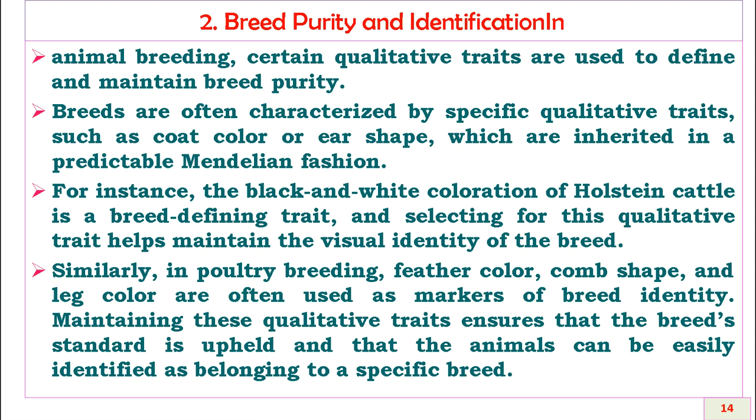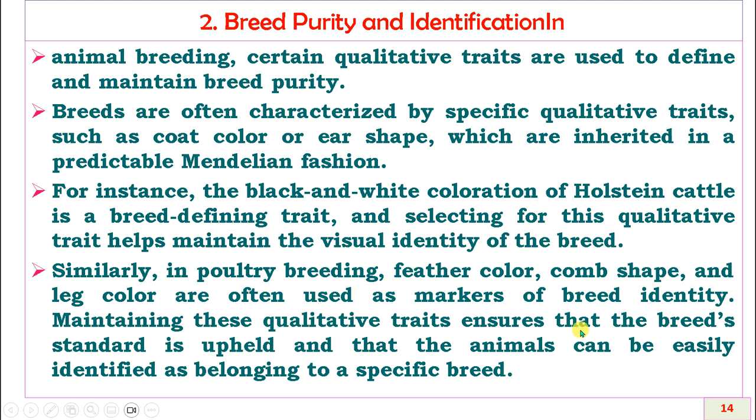And the breed purity and identification is also one of the important criteria for the qualitative traits. So breeds are characterized by specific qualitative traits, as already told: the coat color, and especially if it is a Gir cattle, then it should be brownish red, and the pendulous ear shape, which are inherited in a predictable Mendelian fashion. And the black and white coloration of the HF cattle is a very characteristic trait, and selecting for this qualitative trait helps maintain the visual identity of the breed.